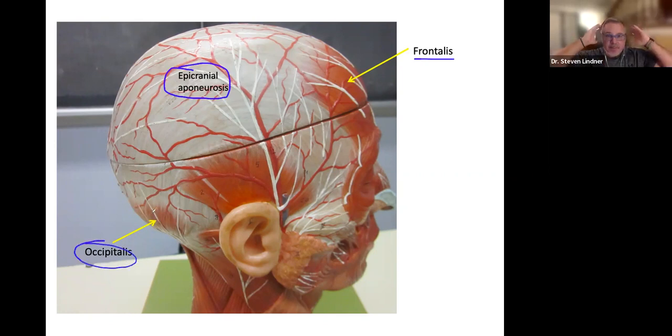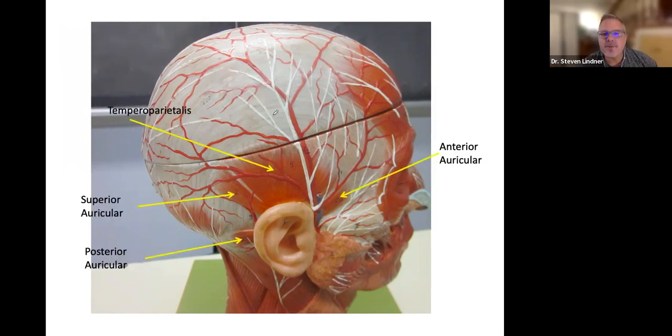You ever see when people can move their hair or their scalp forward and backward, forward and backward? It's a really good connection between the frontalis and occipitalis, and you see the epicranial aponeurosis kind of shifting forward and backward, forward and backward. Okay.